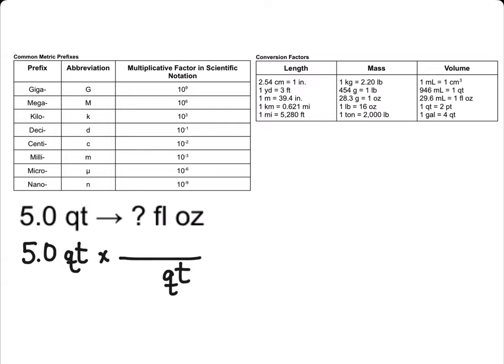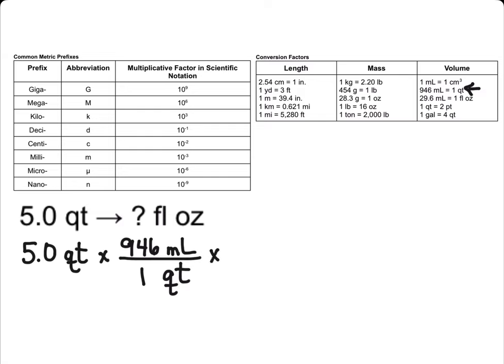This doesn't necessarily have to be done in one step. We can do this in multiple steps, and that's okay as long as we get to our targeted unit, which is fluid ounces. So I take a look at my conversion factor, and I see that there is a relationship between milliliters and quarts. So I'm going to use that. 946 milliliters is equal to 1 quart.